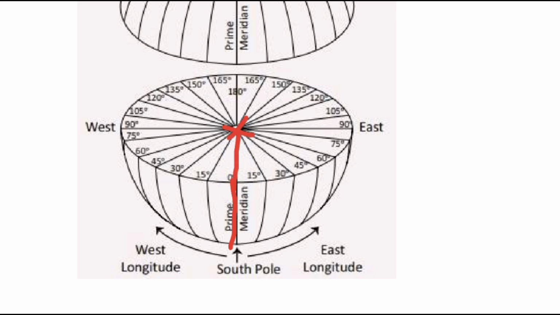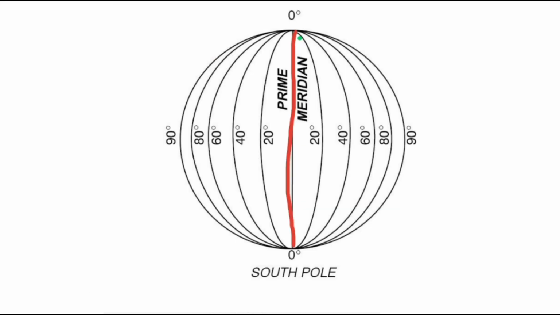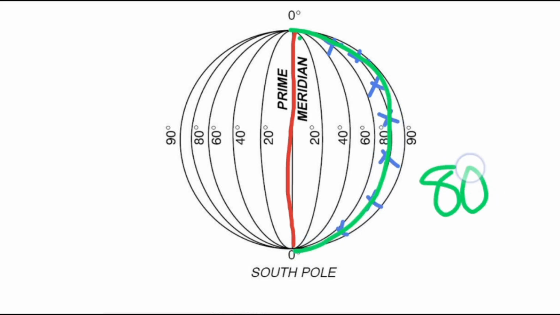Then we are taking an angle. Just assume this is the 80 degree, between the 75 and the 90. We are marking all such points which are at 80 degree with the prime meridian on the eastern side. First we will mark on the eastern side. Then we are connecting all such points, and we are getting something which is called what? 80 degree. Yes, what you are saying is correct. 80 degree east meridian of longitude.